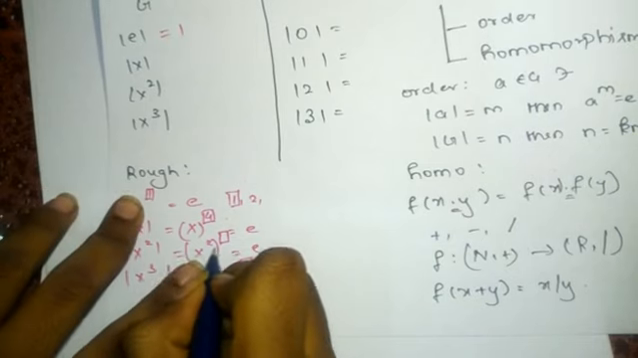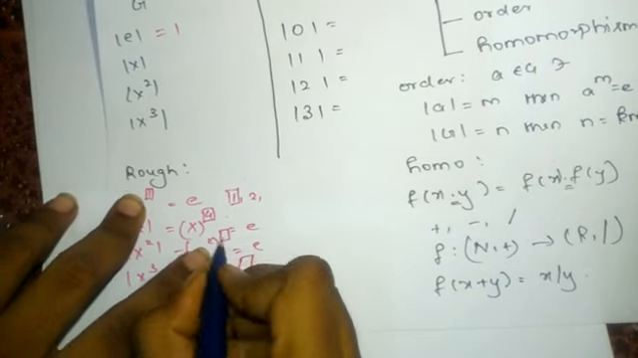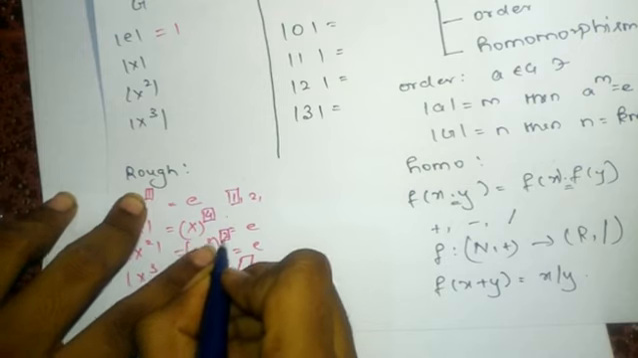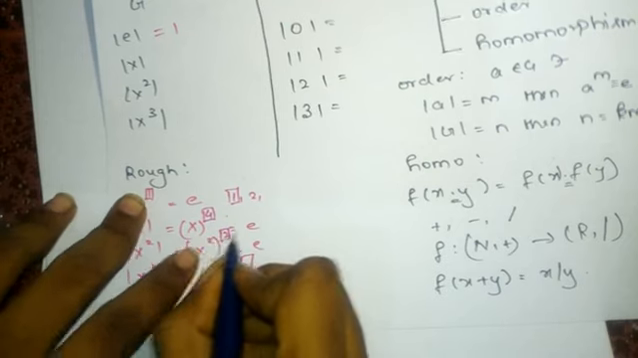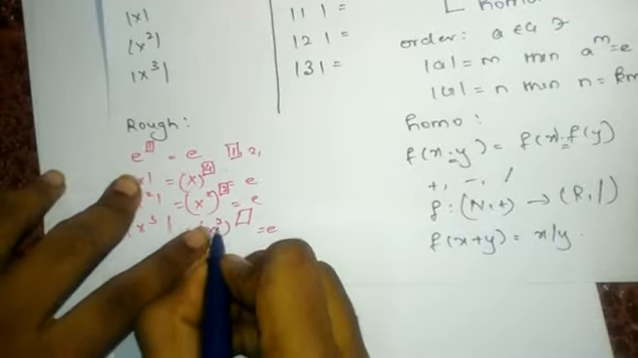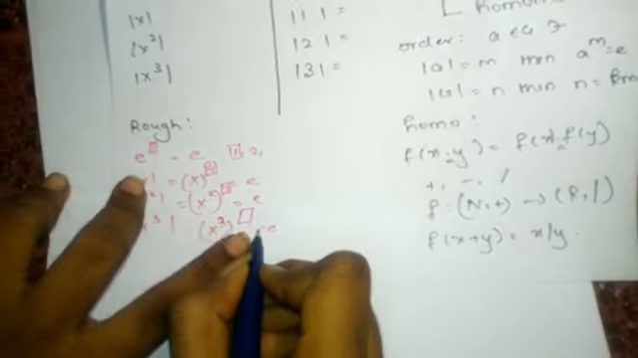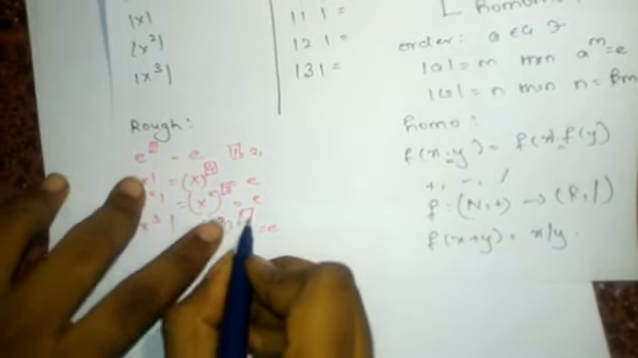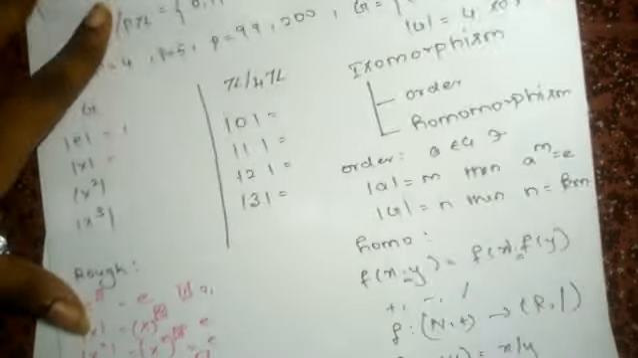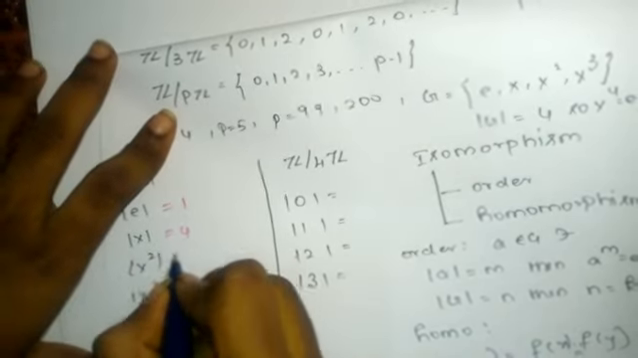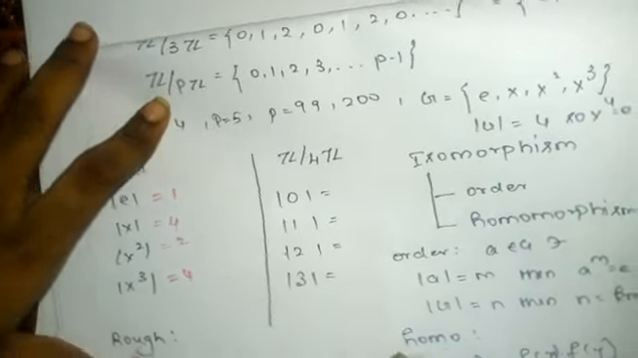And since the powers get multiplied here, I'll put 2 here because x square to the power 2 is x power 2 into 2, which is 4. So it becomes x power 4, which is e. Similarly here it is 3. So I cannot put 1 here because x power 3 is not e and x power 4 is e. So the orders are 4, 2 and 4.